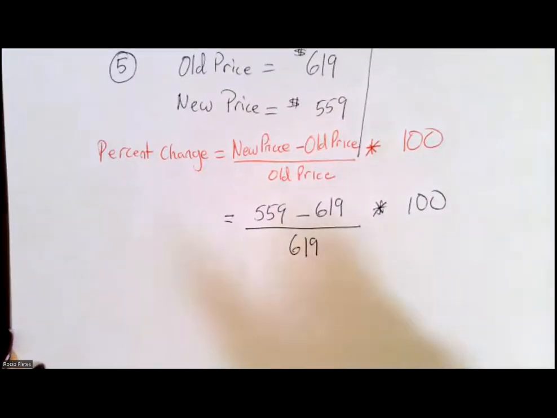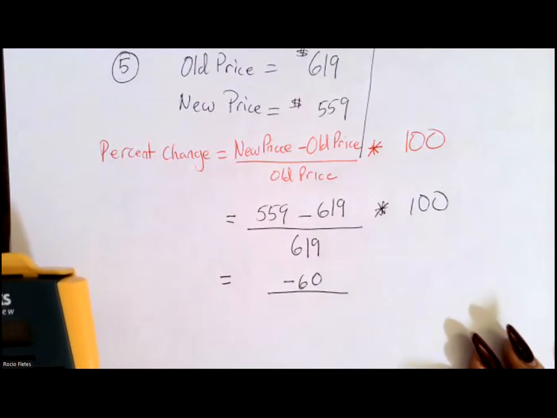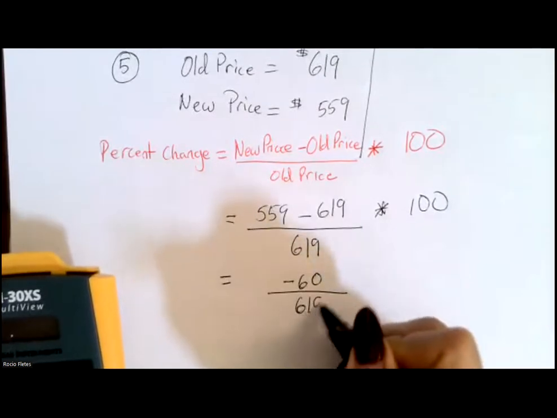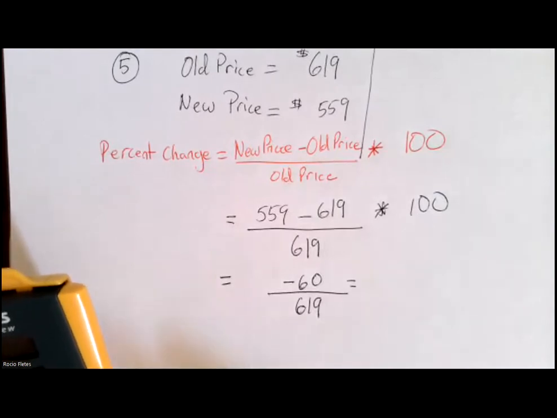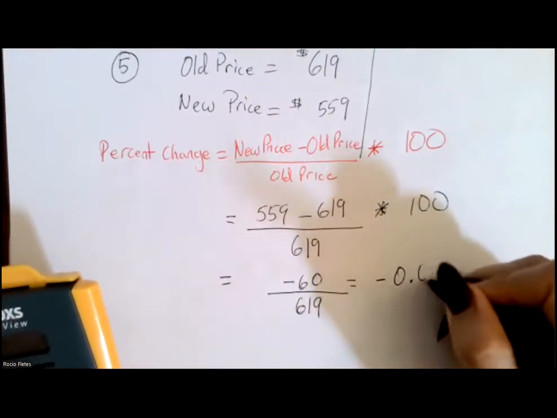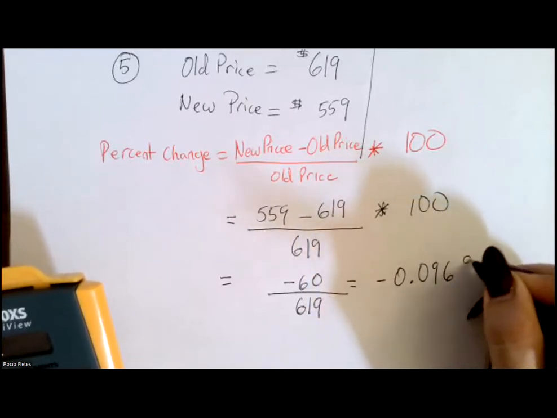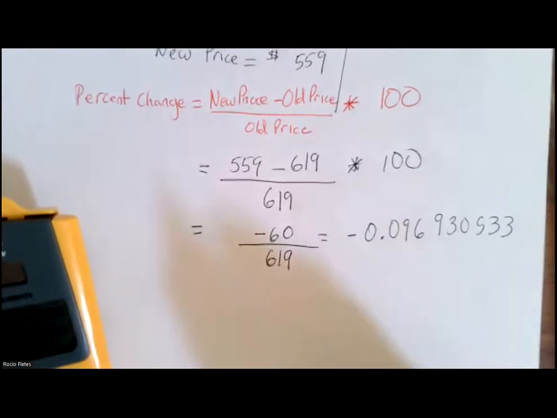And so let's see what we get. 559 minus 619 gives us a -60. And we expect that because the price dropped. And then we're going to divide that by 619. And that's going to give us a decimal. So go ahead and write the whole thing. And then go ahead and convert to percent by multiplying by 100.